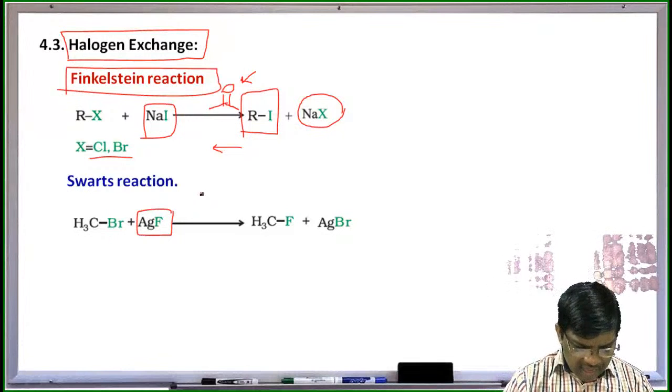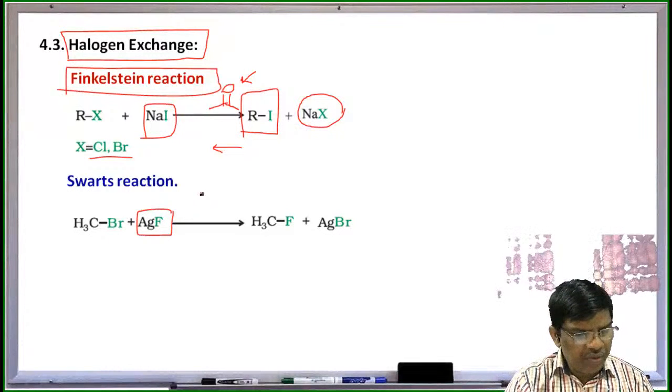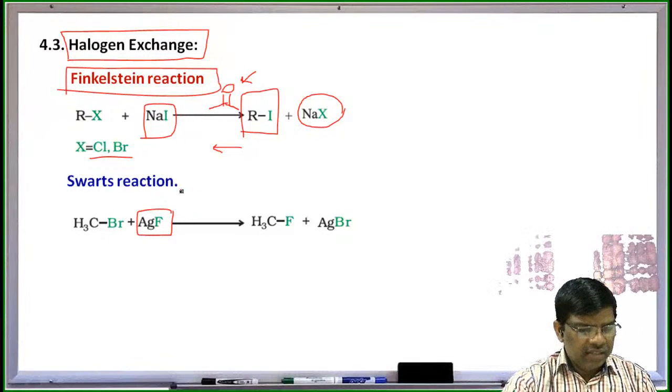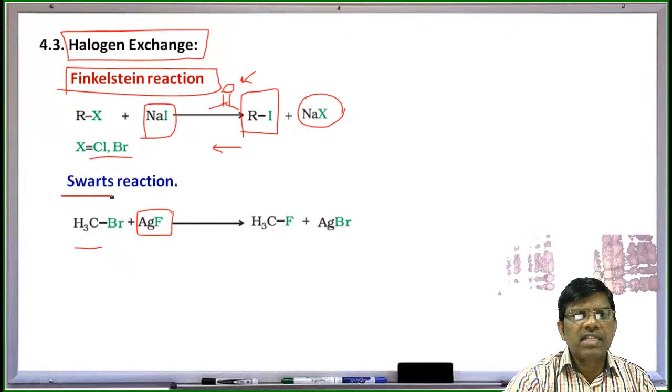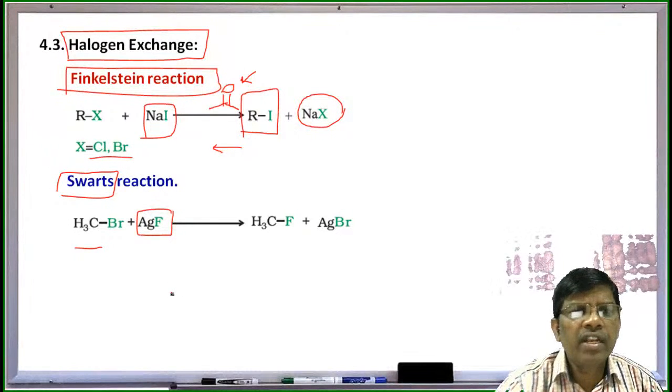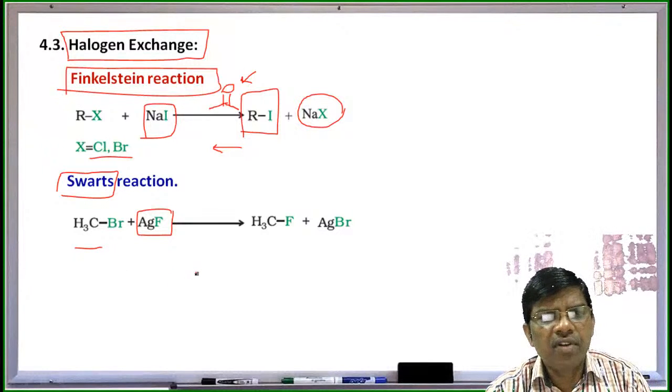However, there is another reaction using metal fluorides like silver fluoride, Hg2F2, cobalt fluoride, or antimony trifluoride. So you can exchange a halide with fluorine. This reaction is known as the Swarts reaction, similar to the Finkelstein reaction. If it is fluorine you are going to introduce, it is known as the Swarts reaction.